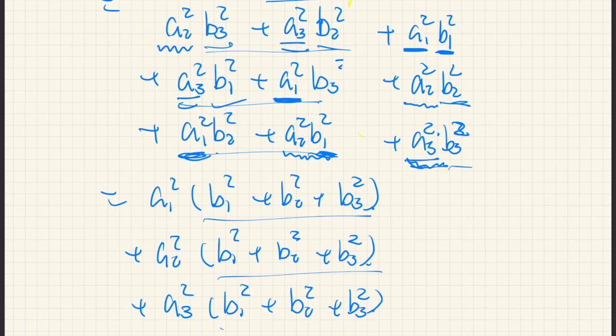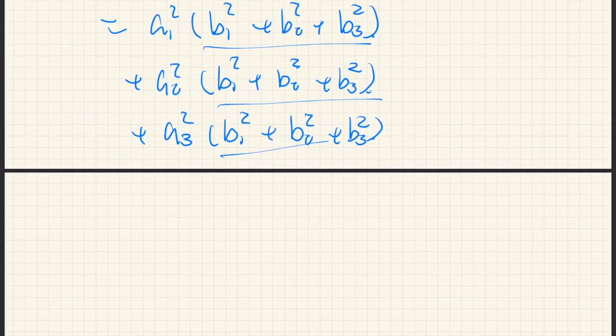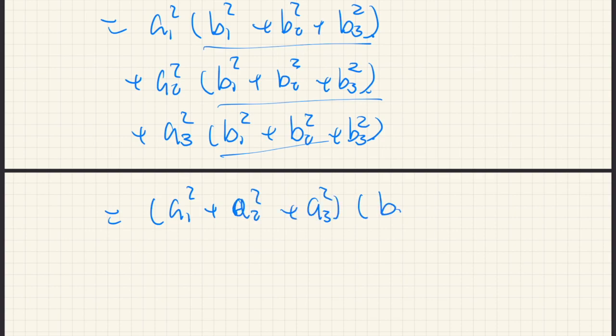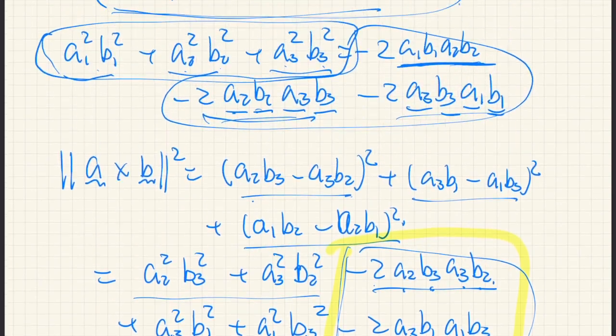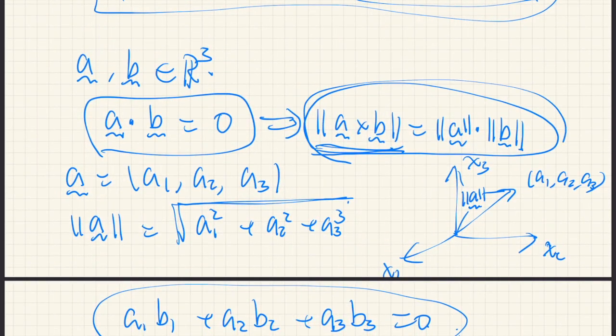So we have the same factor here, and again we can factorize to have A1 squared plus A2 squared plus A3 squared times B1 squared plus B2 squared plus B3 squared. But this is the norm of A squared, and this is the norm of B squared. Thus, we have the claim that this holds.